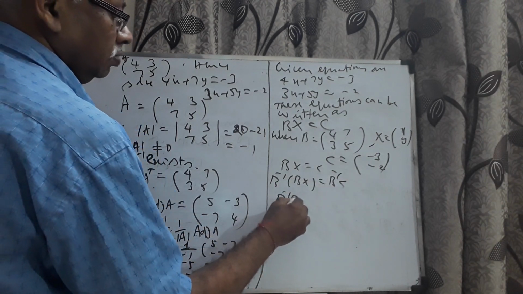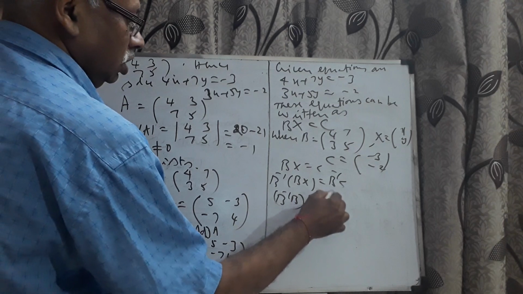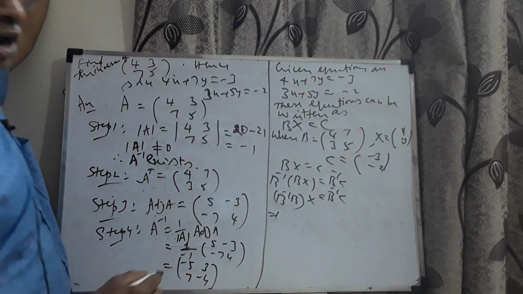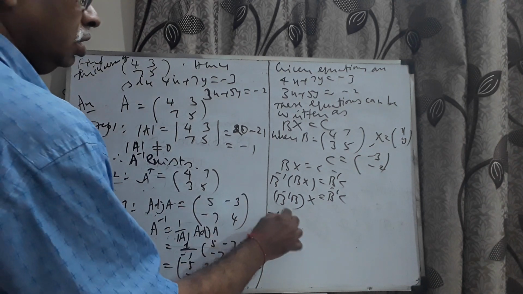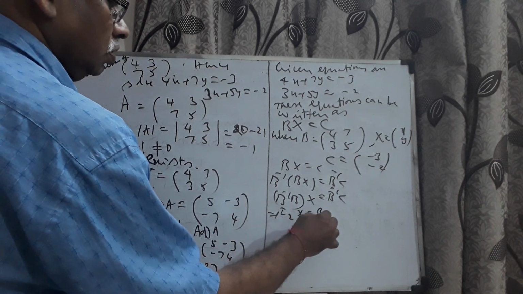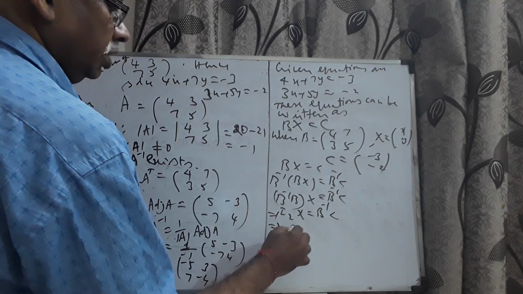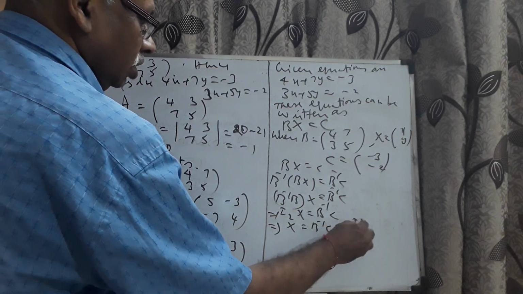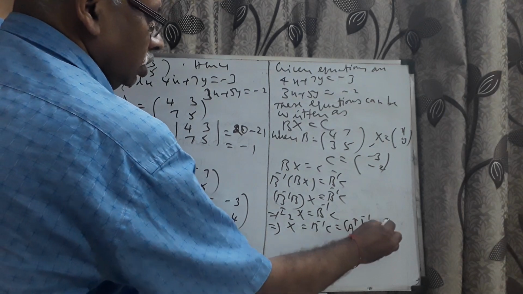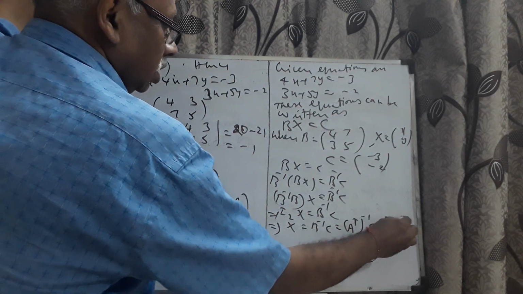Here I can write it as b inverse b into x equal to b inverse c. Listen carefully, because matrix multiplication is associative, we can very well write this as I2 into x equal to b inverse c. But I2 into x is nothing but x. So x is equal to b inverse c.